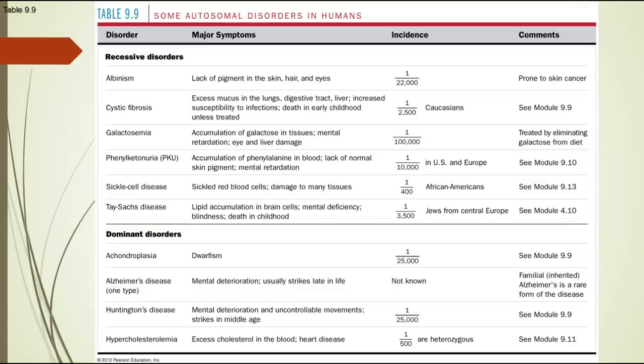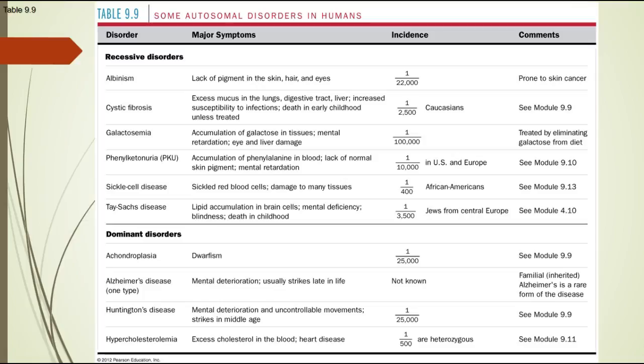Here's a list of some autosomal disorders that are found in humans. This is in your book in Chapter 9. And so you can see the various things here. We have albinism that we've talked about in class, galactosemia, which is an accumulation of galactose in your tissues, and it leads to mental retardation. Tay-Sachs disease, sickle cell disease, and so forth, and the dominant disorders, achondroplasia and Huntington's disease, and one type, familial Alzheimer's disease, which is a rare form of Alzheimer's disease.